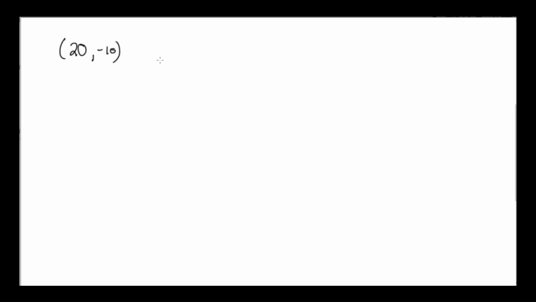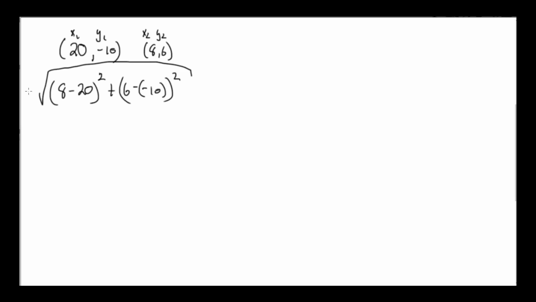We have 20, negative 10 and 8, 6. Alright, last time I did 20 as my x2. I'm going to do it as my x1 this time. x1, y1, x2, y2. Alright, so I need x2 minus x1 squared plus y2 minus y1 all squared, and we need the square root of that. We're not going to forget to remind ourselves that what we're figuring out here is the distance.